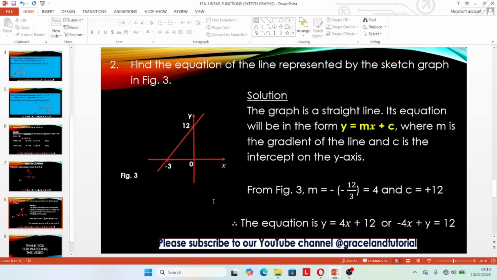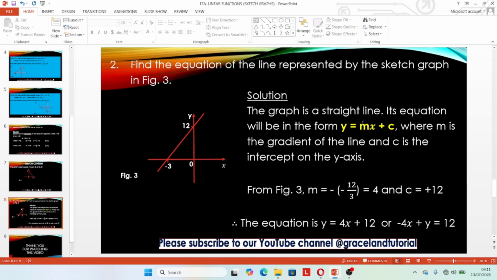Now, number 2. Find the equation of the line represented by the sketch graph in figure 3. Meaning that you can be given the graph and you will be asked to form the equation. Now, the equation is always in y equal to mx plus c. Don't forget, the m is the gradient, c is the intercept on the y-axis.